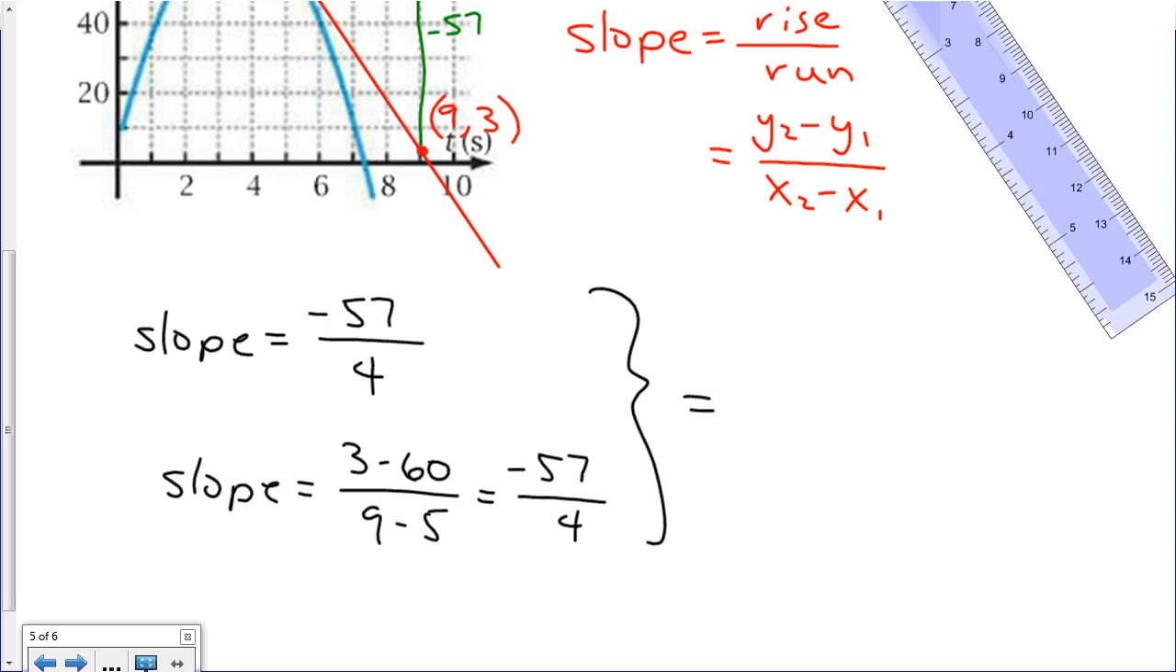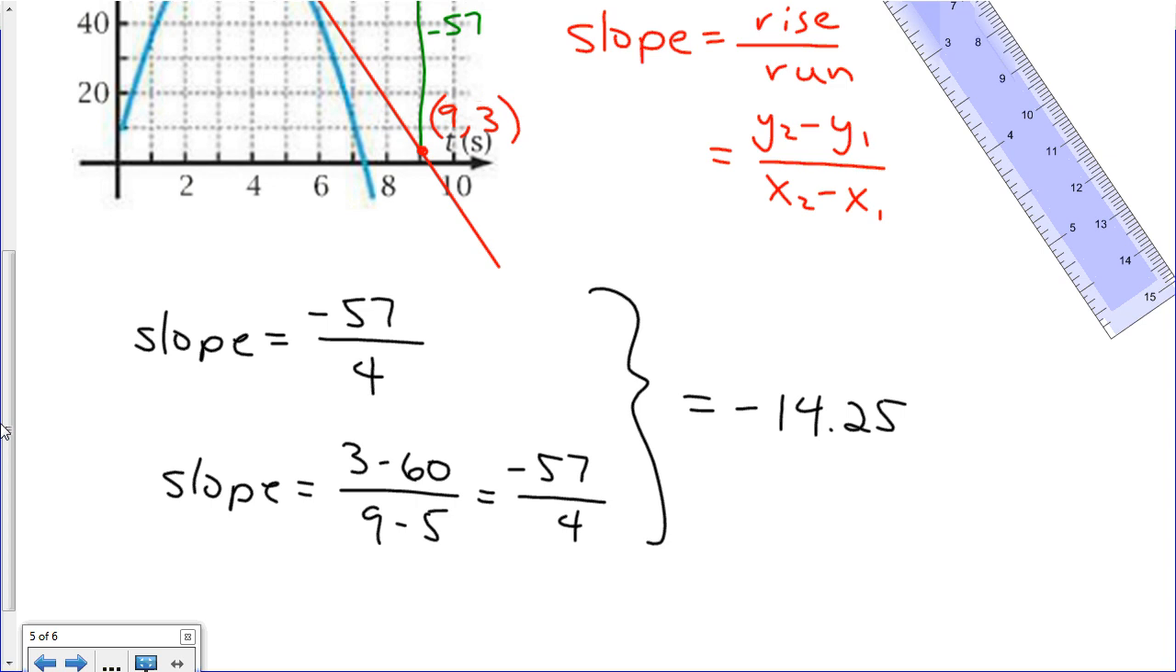So in either case, if you punch that into your calculator, negative 57 divided by 4, I'll just quickly punch that in my calculator. And we get a negative 14.25. So that's a pretty good approximation for what the instantaneous rate of change is at that particular point in time.